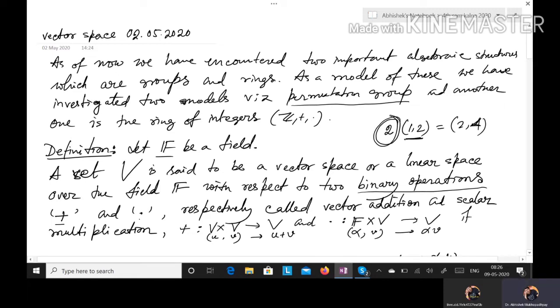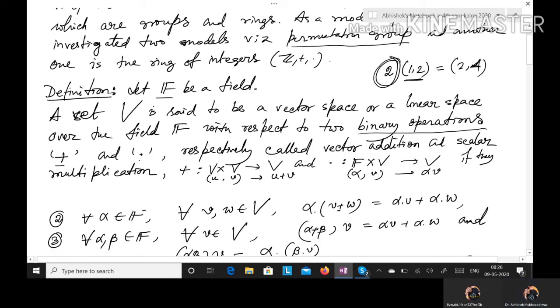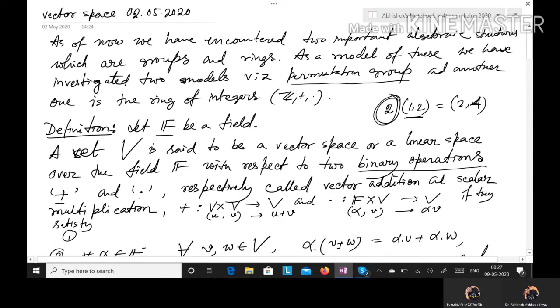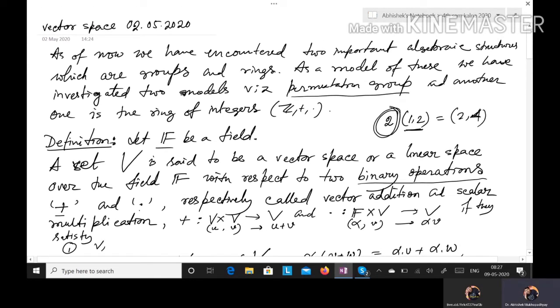If they satisfy the following: number one, with respect to plus, V is an abelian group.